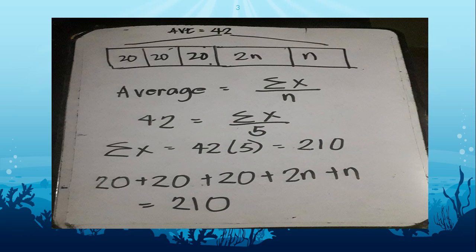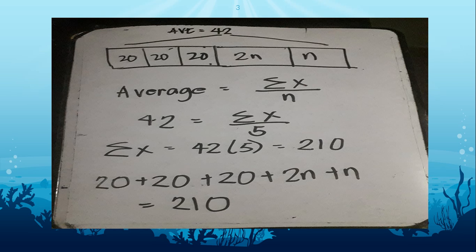For our solution, just a quick recall on the concept of average. By definition, average is simply equal to the ratio of the sum of the scores divided by the number of scores.